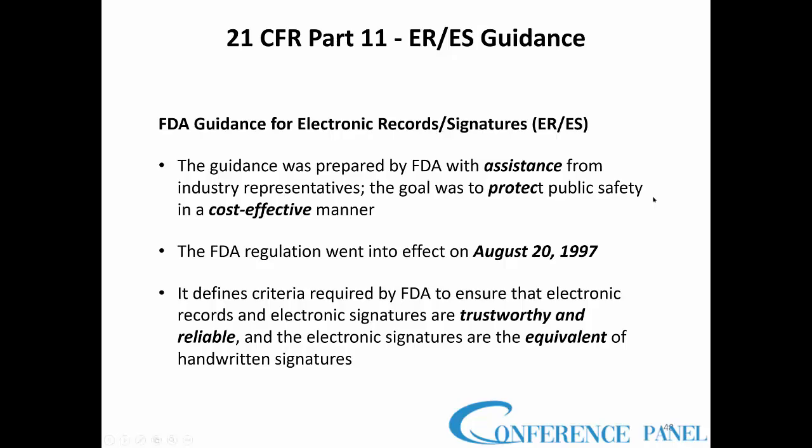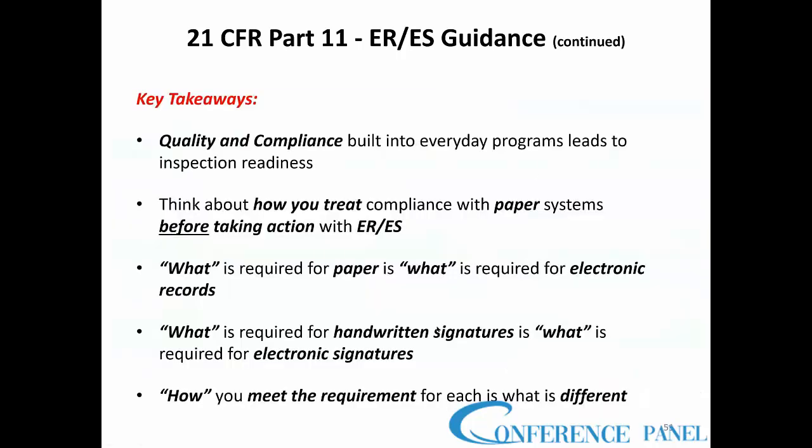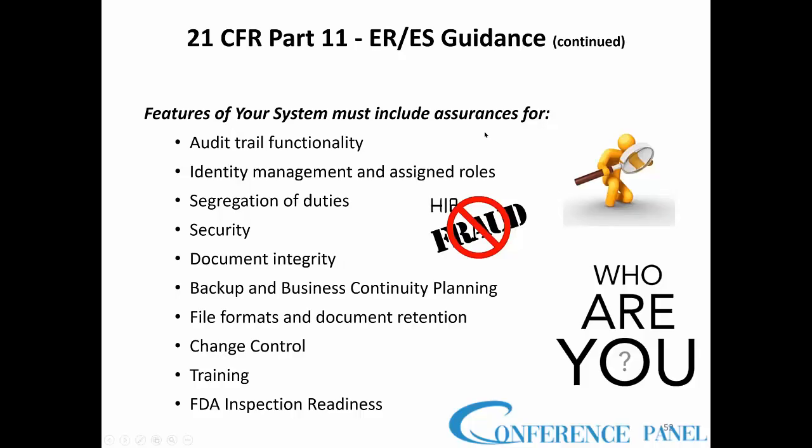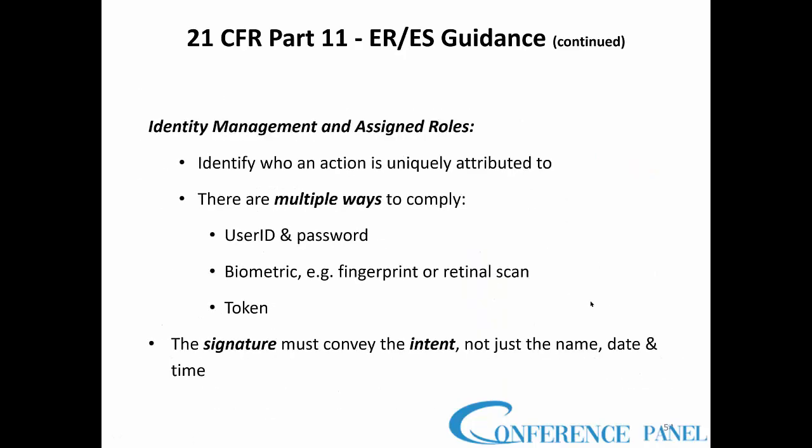This went into effect in 1997. And basically, it says that your organization has to define the criteria. Now, quality and compliance have to be built into everyday programs for inspection readiness. You must have features that will help you assure that your data is going to be compliant with Part 11. The audit trails are very important. You have to know who did what, when. You want to identify who's uniquely doing an action.